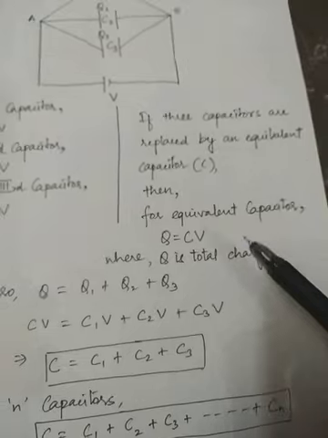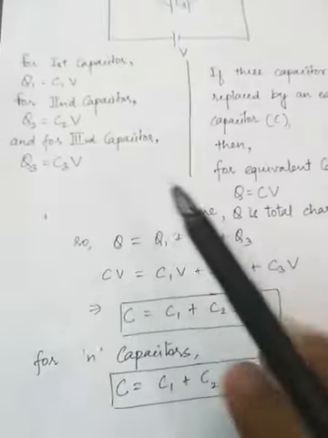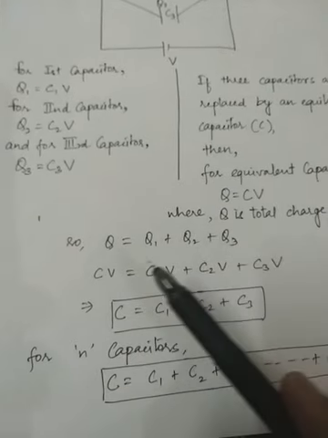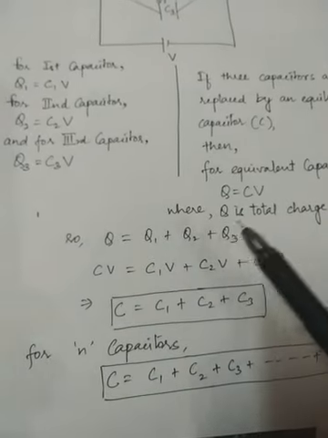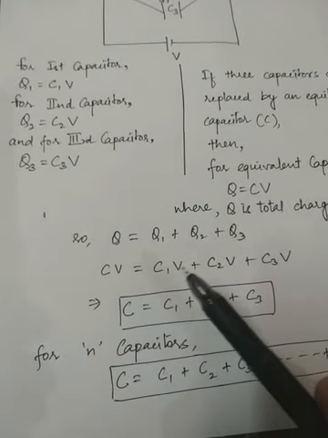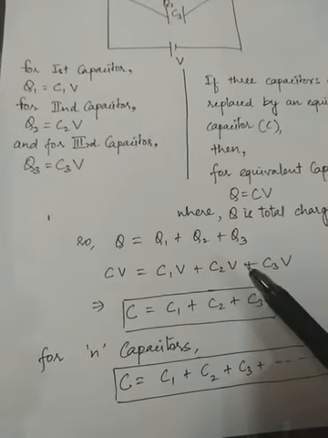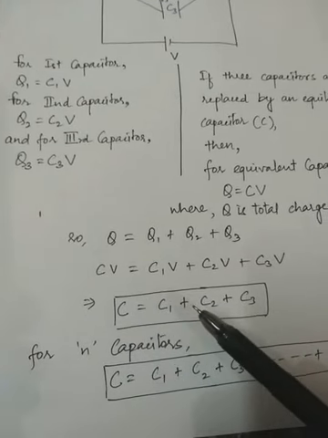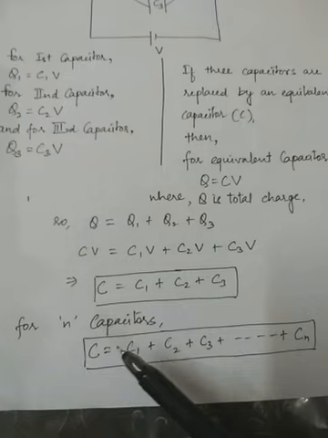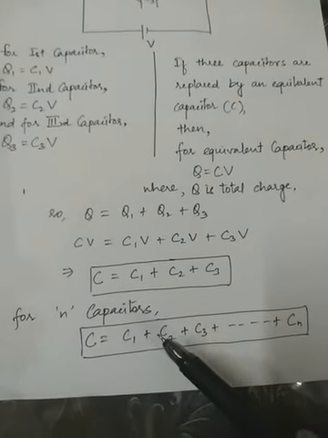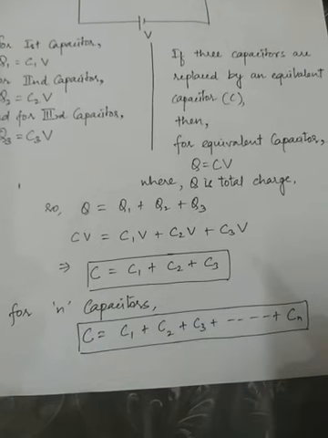total amount of charge. If Q is total amount of charge, then we can say that Q is equal to Q1 plus Q2 plus Q3. On placing the values of Q, Q1, Q2 and Q3, it will be CV is equal to C1V plus C2V plus C3V. V is cancelled out. C is equal to C1 plus C2 plus C3. If n capacitors are connected in parallel, then it will be C is equal to C1 plus C2 plus C3 up to Cn.